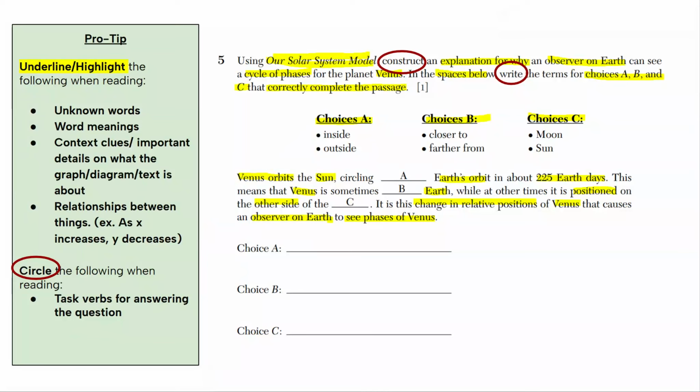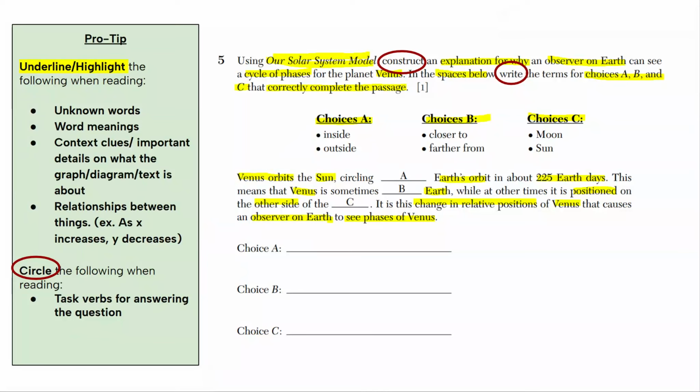Next, it is this change in relative position, once again the position of Venus, that causes an observer on Earth to see phases of Venus. So something about positions of Venus causing the observer on Earth to see phases of Venus. Okay, so let's see what choices we should do. Venus orbits the sun, circling either inside or outside Earth's orbit in about 225 days.